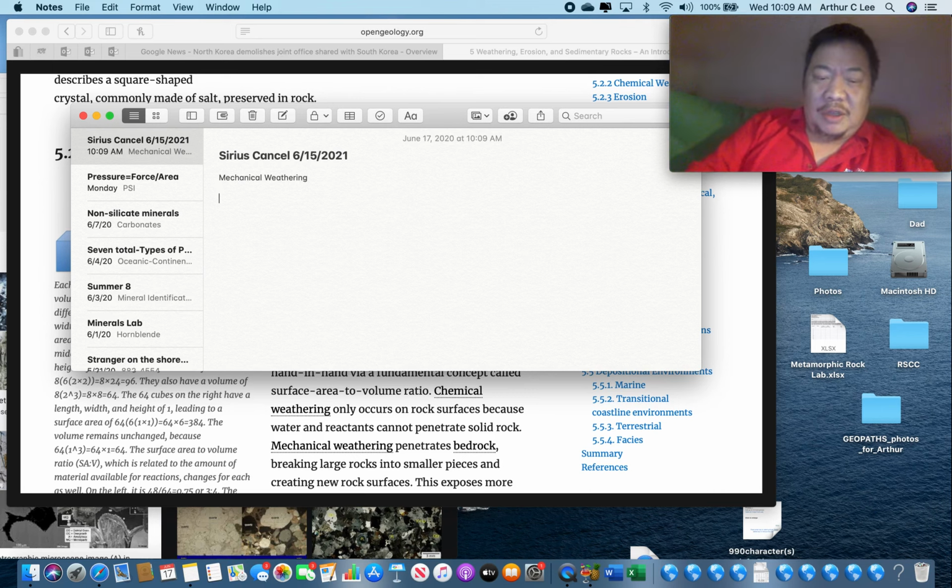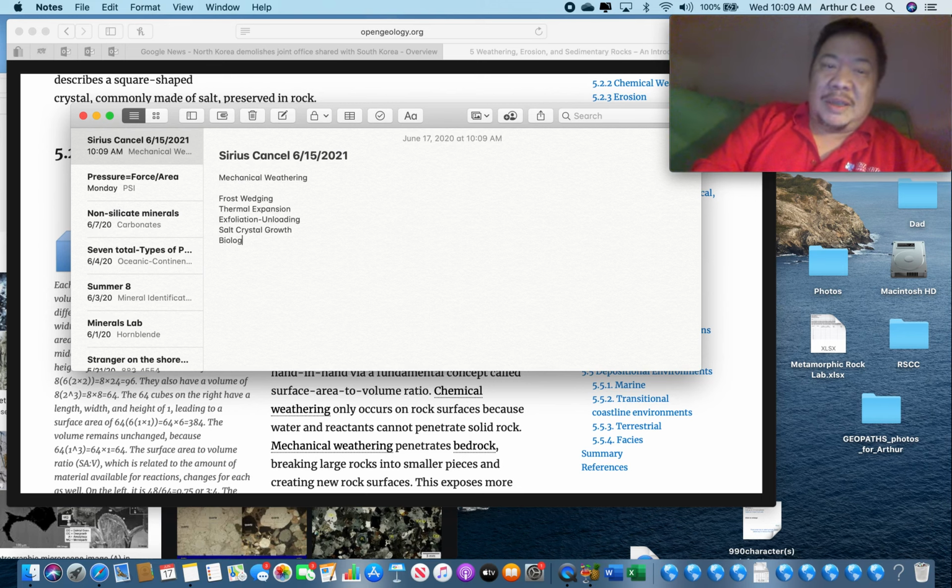And mechanical weathering includes the following types: frost wedging, thermal expansion, exfoliation, which we also call unloading, salt crystal growth, and the fifth type of mechanical weathering is biological activity.